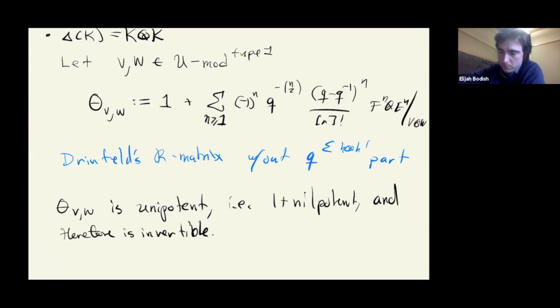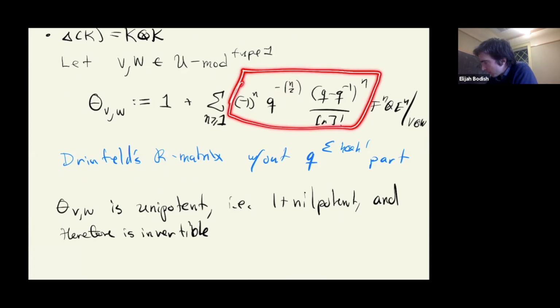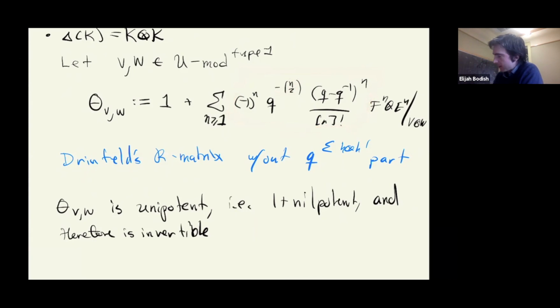So let's see just an example of what this looks like. So we have this definition. Let me point out that basically this term is fairly familiar from the calculations that we did last time when we were computing with the bilinear pairing on U minus and U plus. And here's our U minus and here's our U plus. More on that later.